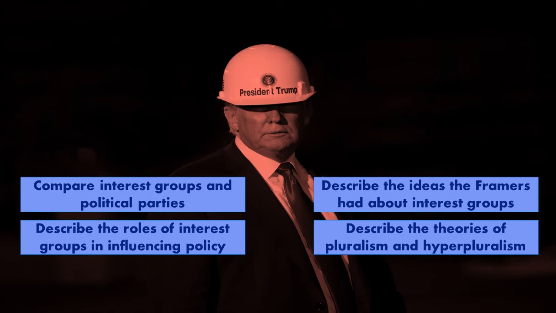We want to describe all the roles of interest groups in influencing policy. So what are all the things that interest groups do, from advertising to the public, to trying to persuade lawmakers, trying to mobilize support? We want to make sure we remember the ideas the framers have about interest groups, particularly Federalist 10. Federalist 10 is a really important argument for why we can't stop interest groups from forming, but we need to be able to control them. And one of the best ways to control them is let them compete with each other.